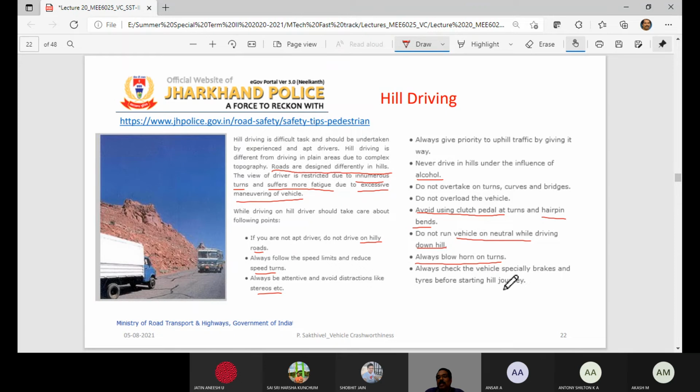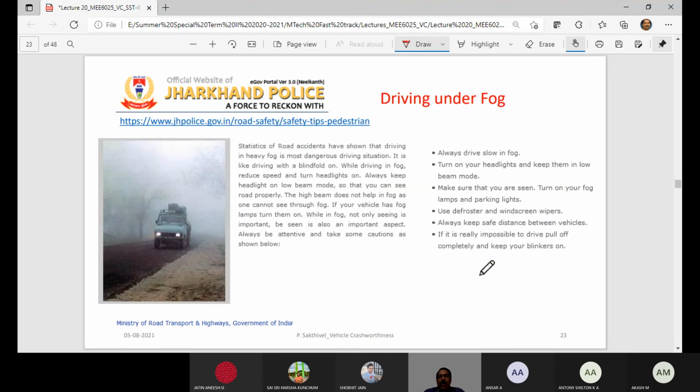Always check the vehicle, especially brakes and tires, before starting the journey. So always check the vehicle, especially for its braking capability and tires. That's what is important. Whenever you feel it, check the air pressure of the tires, and especially when you want to drive longer distances. These are all precautionary things that one should take. And driving under fog.